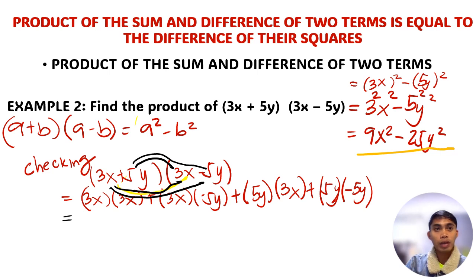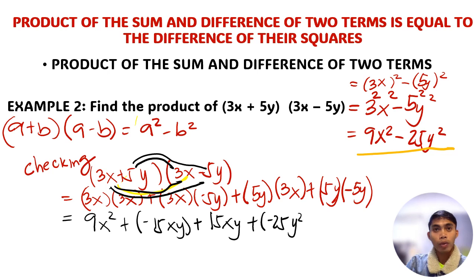So equals 3 times 3, that is 9. x times x is x squared, plus 3 times negative 5 is negative 15xy, plus 5 times 3 is 15xy, plus negative 25y squared. So, isn't it time consuming if we use the distributive property? So, directly, 9x squared, negative 15xy plus 15xy minus 25y squared.